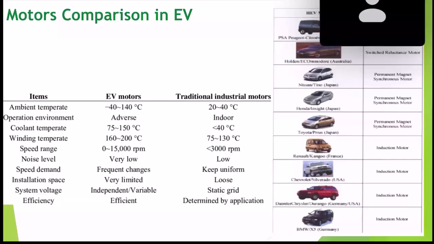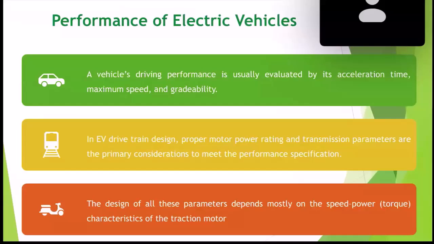Regarding operating characteristics, compared to traditional industrial motors, which need to operate at a temperature range of up to 40 degrees Celsius, electric vehicle motors sometimes may need to operate in the range of up to 140 degrees Celsius. Similarly, the speed range is very, very wide in electric vehicle applications: up to 15,000 RPM is required, whereas in industrial applications it is up to 3,000. And more importantly, constant speed is optimum in industrial applications, but this does not apply to electric vehicle motors, which have frequent start and stop. So likewise, different requirements are there. According to these requirements, each and every motor has its own pros and cons, and accordingly it will be selected.